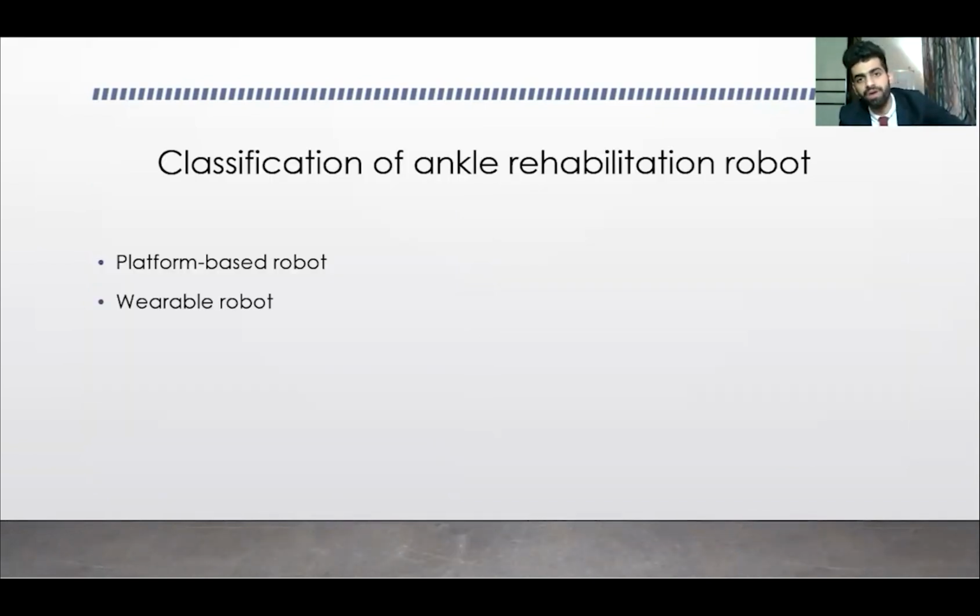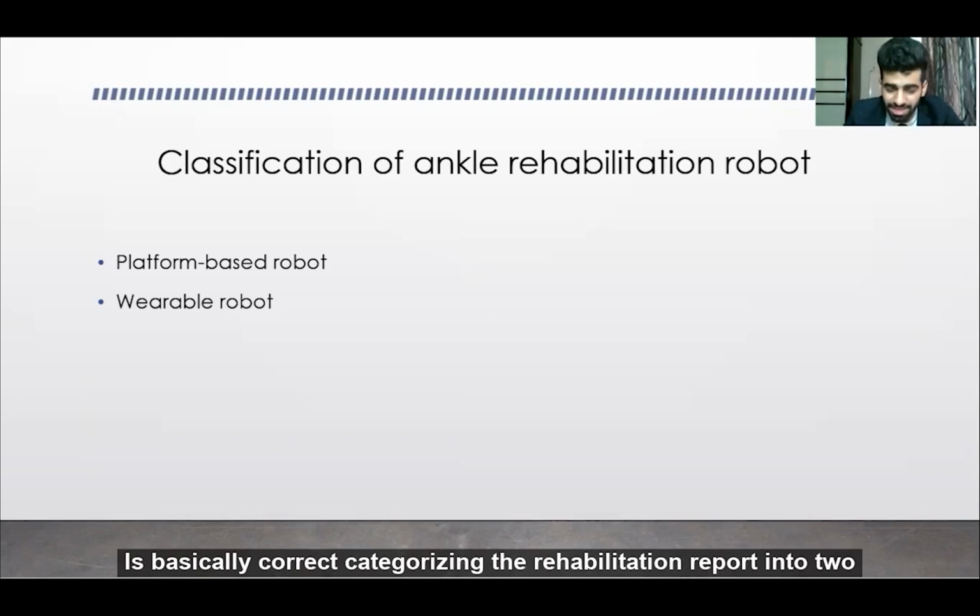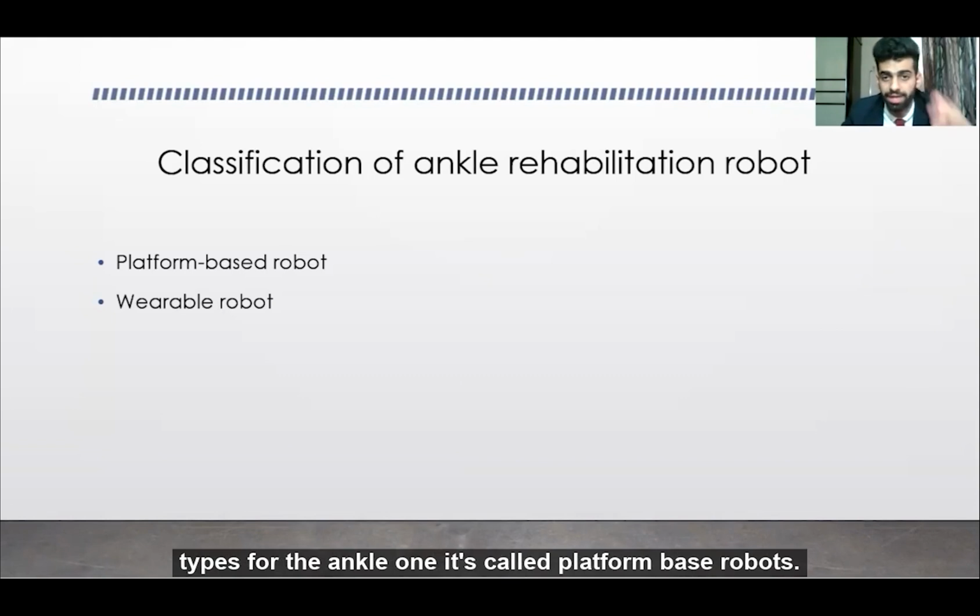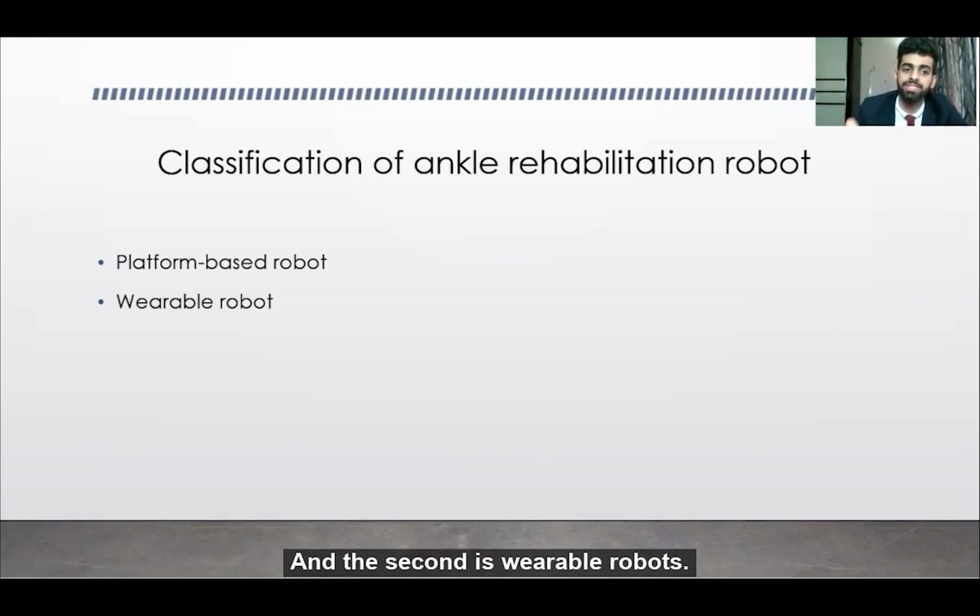Classification of ankle rehabilitation robots. After I used the ankle robot keywords, I found so many results, but most of the articles that I read basically categorize the rehabilitation robot into 2 types for the ankle. One is called platform-based robot, and the second is wearable robot.